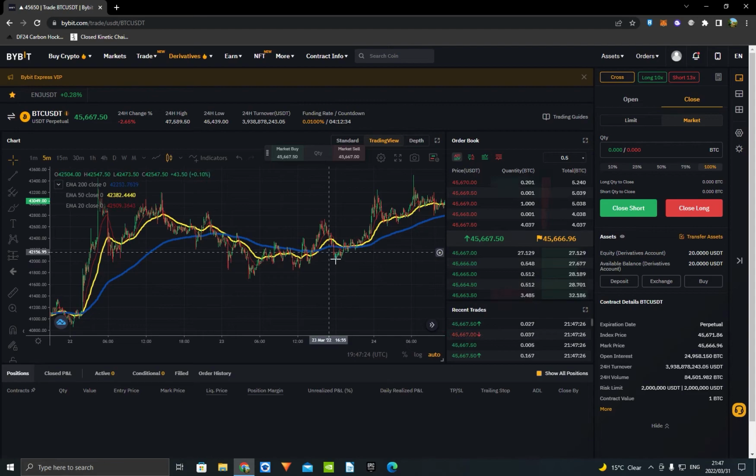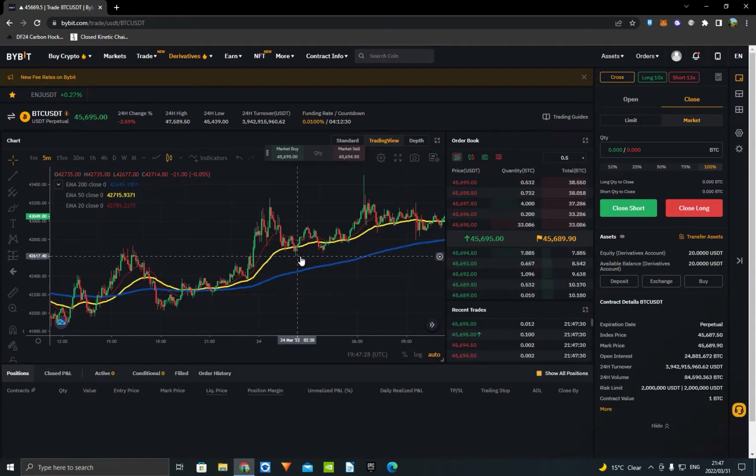So basically, the strategy: you enter a long position when the red line is above the yellow line and the yellow line is above the 200 line. Okay, so that's your long position entry.